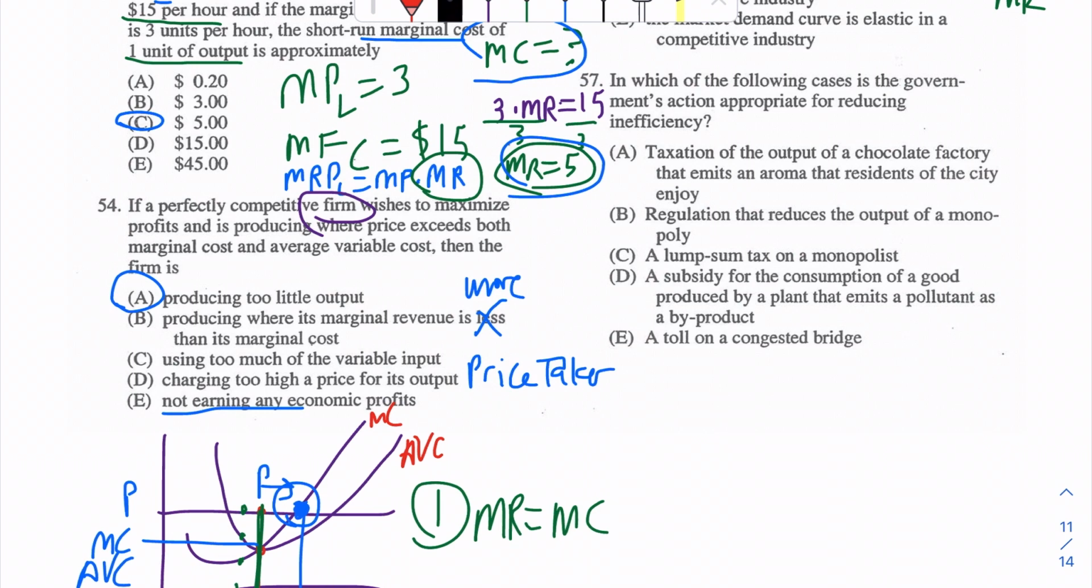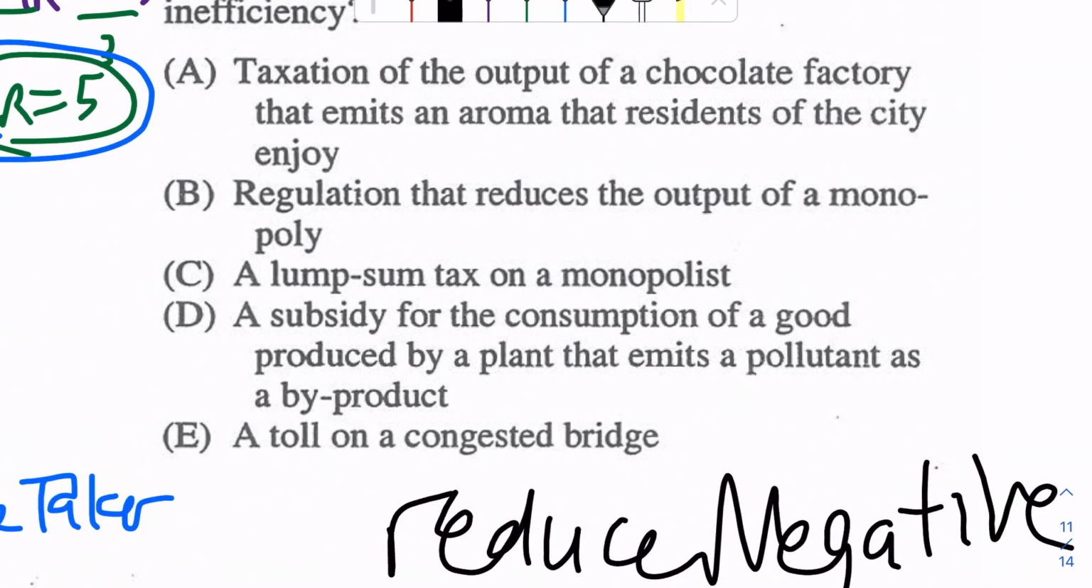57. In which of the following cases is the government's action appropriate for reducing inefficiency? So let's see here. We are trying to reduce things like negative externalities. You want to reduce negatives, right? That's what we're trying to do here. So should we tax the output of a chocolate factory that emits an aroma that residents enjoy? This is actually a marginal external benefit. Why would you want to decrease your benefit? That doesn't make sense.